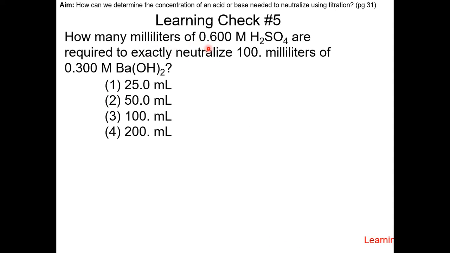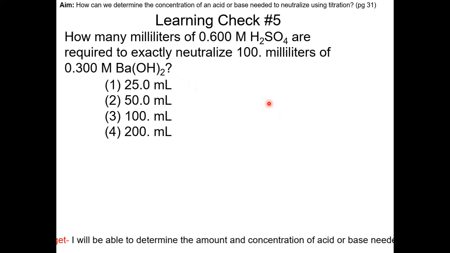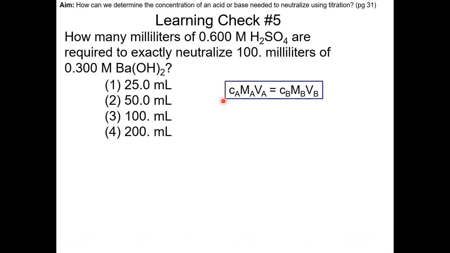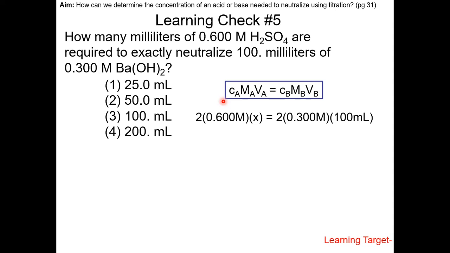Learning check number 5. How many milliliters of 0.6 molar sulfuric acid are required to exactly neutralize 100 mL of 0.3 molar barium hydroxide? Pause the video and resume once completed. So we have to use the titration equation. The C for the acid and the base is 2. We plug it into the equation and we're solving for the volume of the acid, and we get 50 milliliters, choice 2.